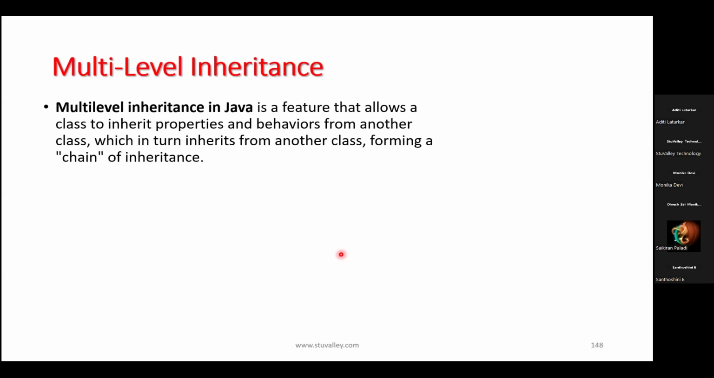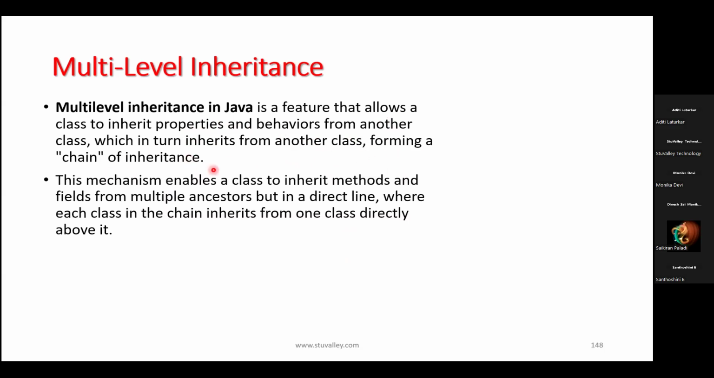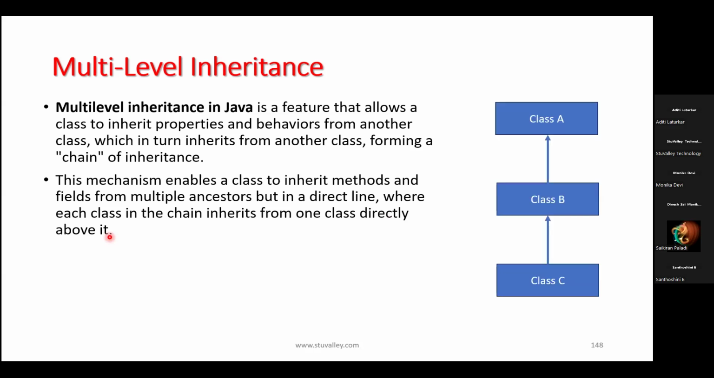Next one is multi-level inheritance. Multi-level means there is one parent, then there is another class which is a child class of that class and it is inheriting the properties of the parent class. That child class becomes again a parent class for another class, forming a chain of inheritance known as multi-level inheritance. This mechanism enables a class to inherit methods and fields from multiple ancestors, but in a direct line where each class in the chain inherits from the one class directly above it. So basically we are creating a chain of classes.